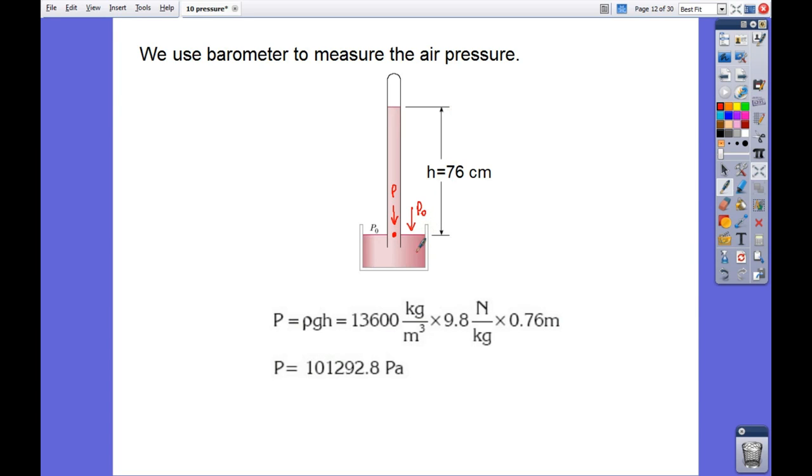If you want to find out how much air pressure that is, let's calculate the liquid pressure of the mercury. Density times g times h equals 13,600 kilogram per meter cubed times 9.8 Newton per kilogram times 0.76. It's actually 101,292.8 Pascal, or we can round it up as 10 to the power of 5 Pascal.